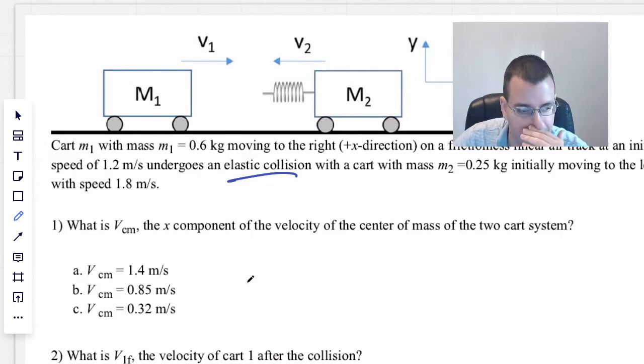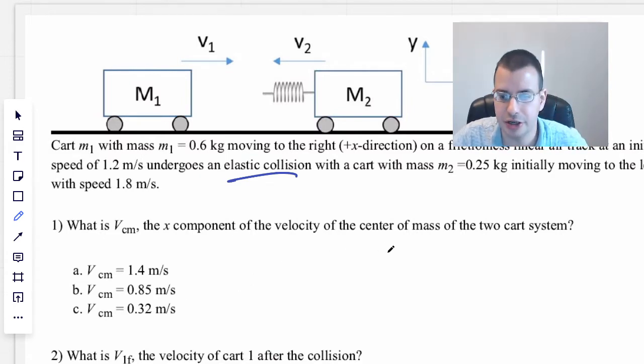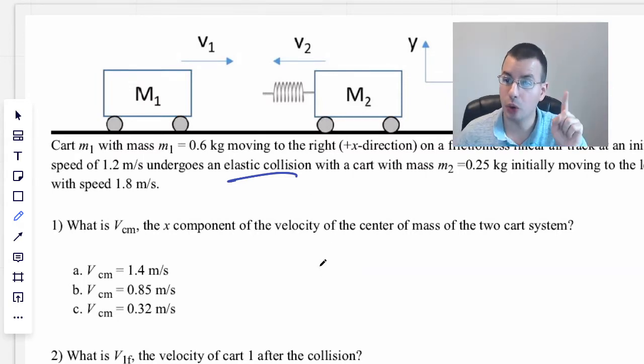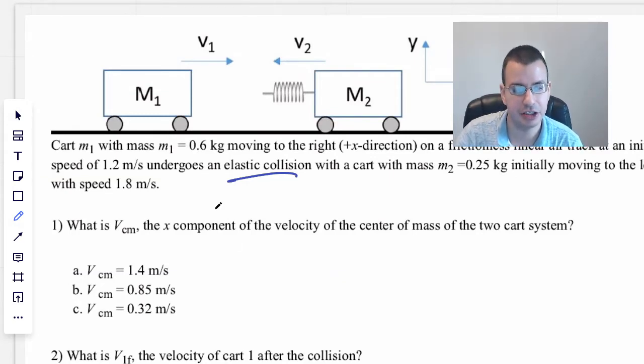What is the velocity, the x component of the velocity of the center of mass of the two cart system? Okay, so for this first part, there's two things you have to think about with collisions. One is momentum, two is kinetic energy. And since this is an elastic collision, we know that kinetic energy is going to be conserved.